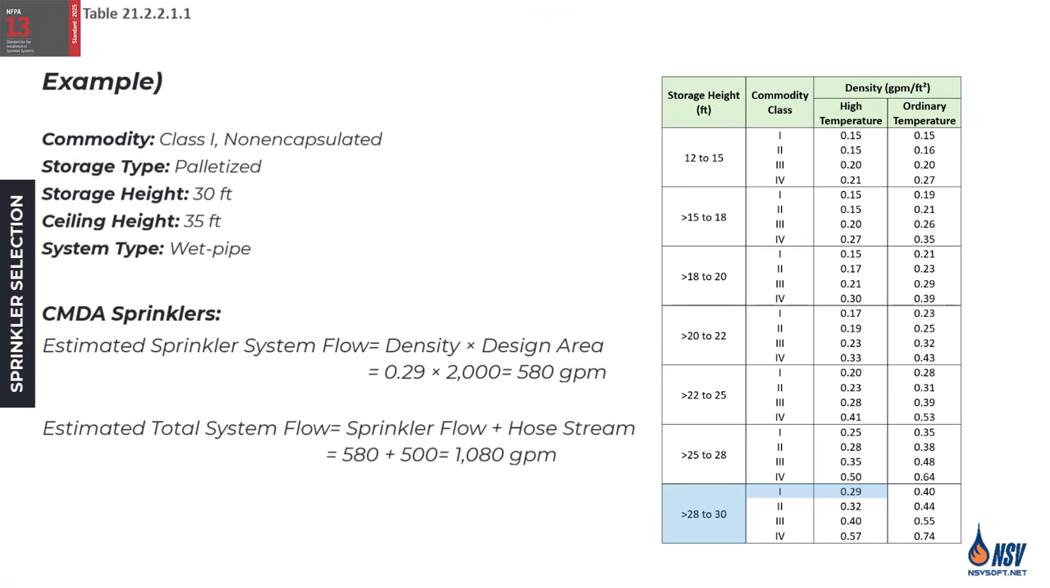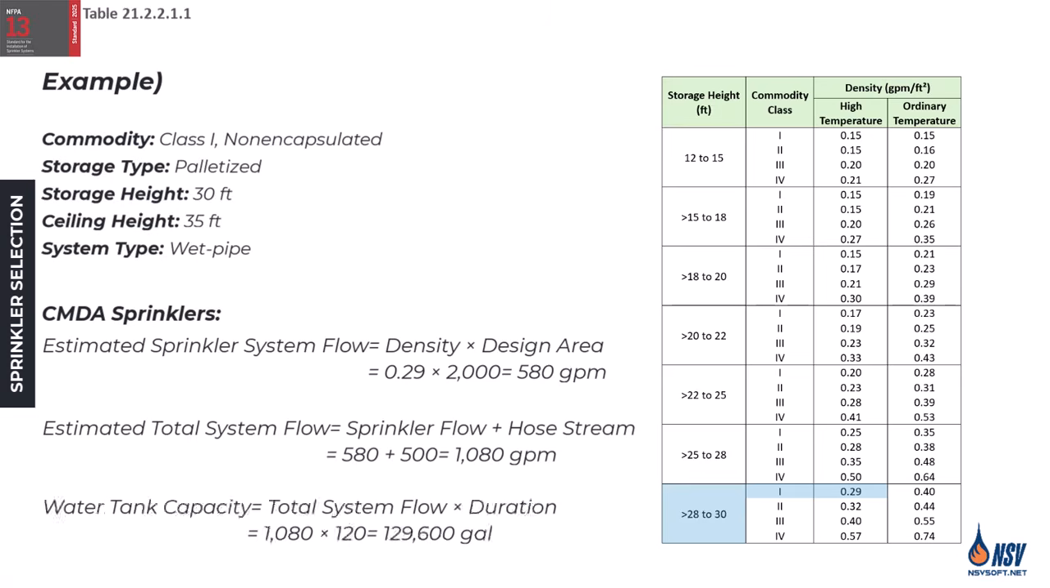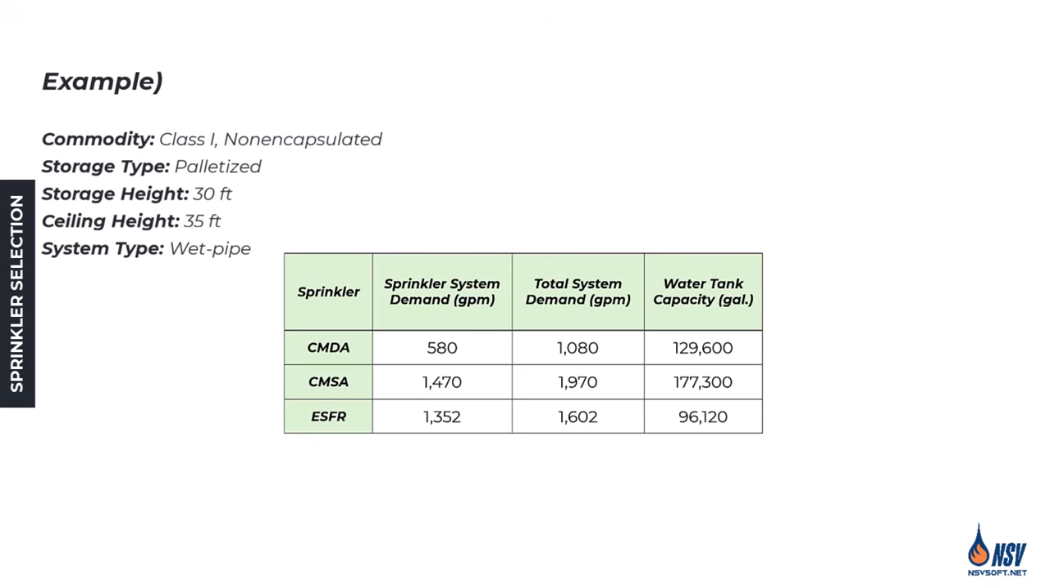The total demand, including the hose stream allowance, decreases to 1,080 gallons per minute, requiring a water tank capacity of 129,600 gallons. The demands for the CMSA and ESFR systems remain unchanged. In this scenario, the CMDA sprinkler system demand is lower than the other two types.